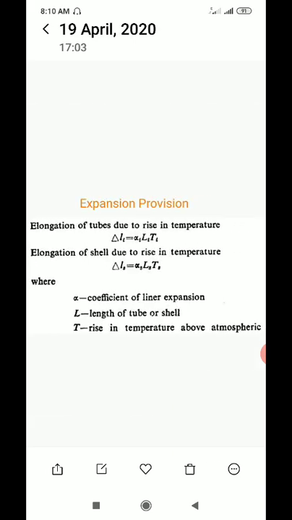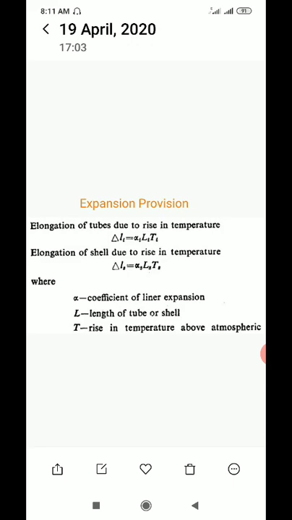Now, expansion provision. In a heat exchanger, it is necessary to make provision to take up the thermal differential expansion of the tube and shell due to rise in temperature. In a fixed tube heat exchanger, the shell and tubes are fixed together. These two components will not be free to expand due to lack of provision for free expansion. Thus, considerable stresses are produced in the shell or tubes, and there is always a possibility of damage to the tube joint at the tube sheet.